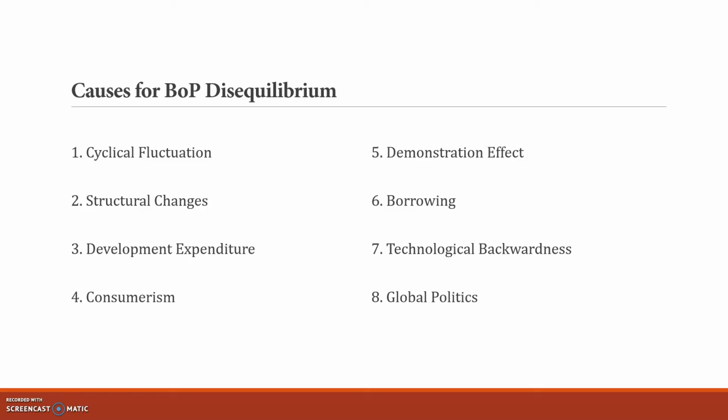They have to buy only fewer units of commodities. So due to this cyclical fluctuation, the balance of payment disequilibrium arises. Then the second thing is structural changes. That is mainly the structural changes brought by huge developments and investment programs in the developing countries.